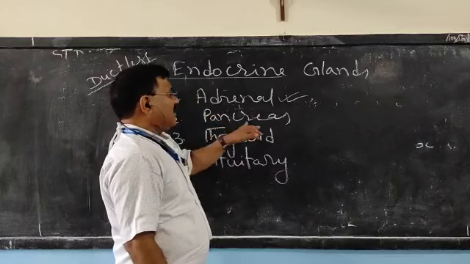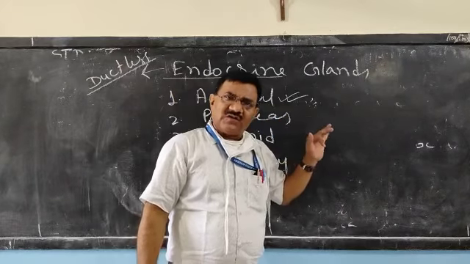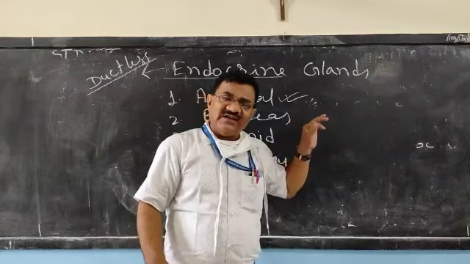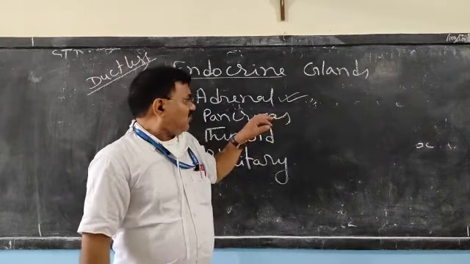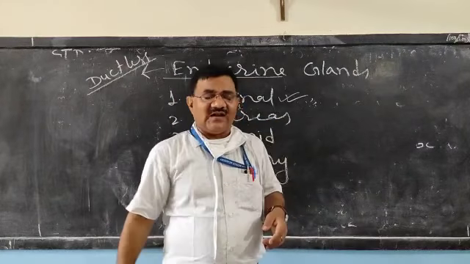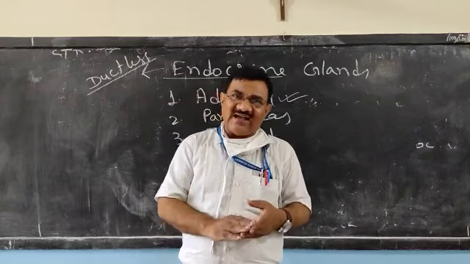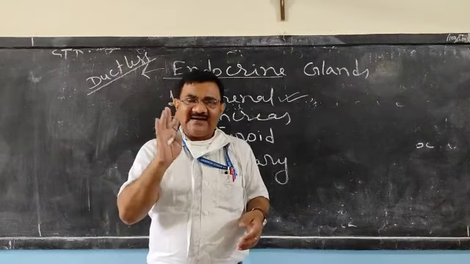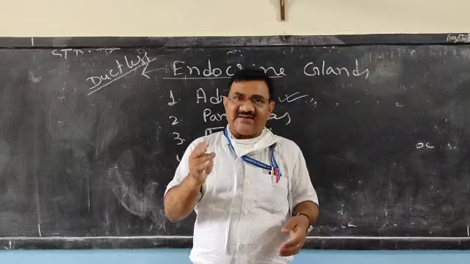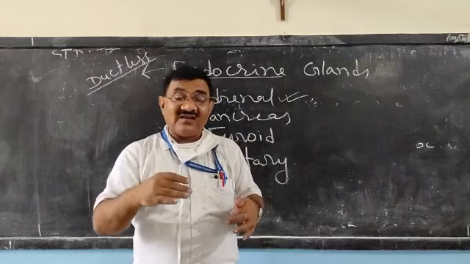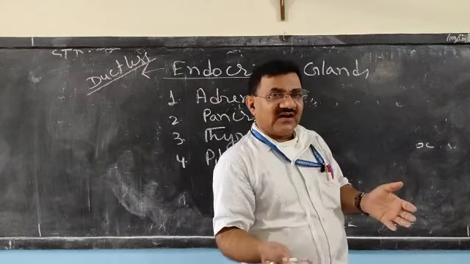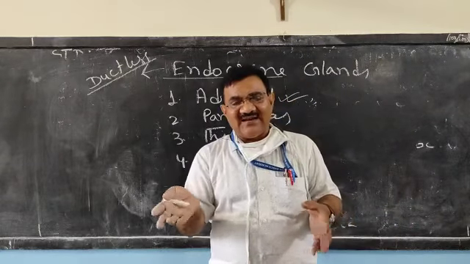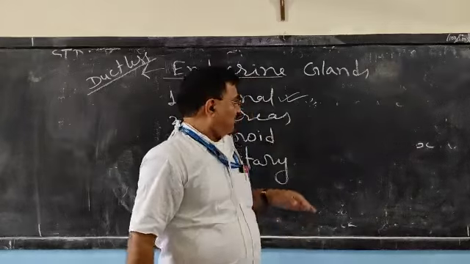Now the pancreas behaves both as exocrine and endocrine. Here we will discuss the endocrine part. The pancreas has islets of Langerhans, which have three cells: alpha cell, beta cell, and delta cell. The alpha cell secretes glucagon, which promotes the conversion of extra glucose into glycogen in the liver, and it is stored.